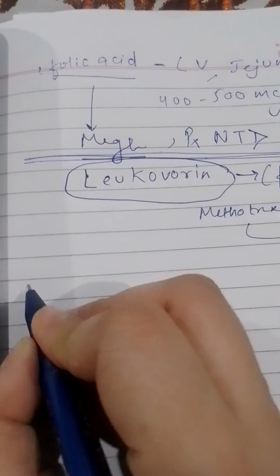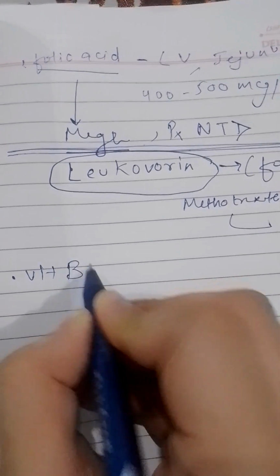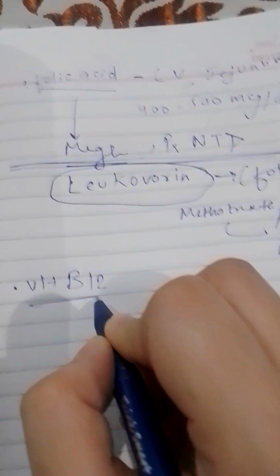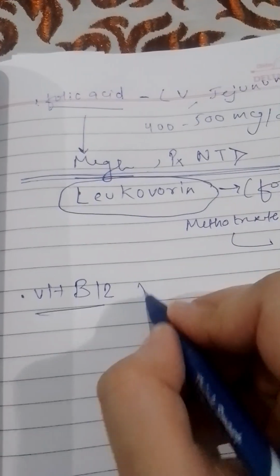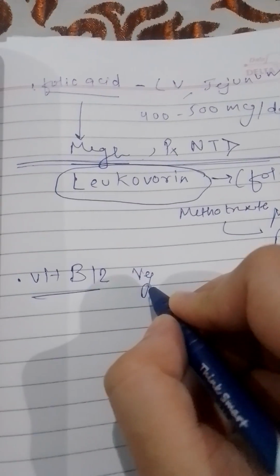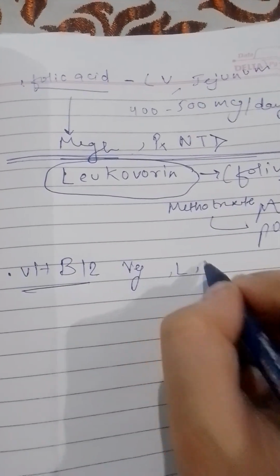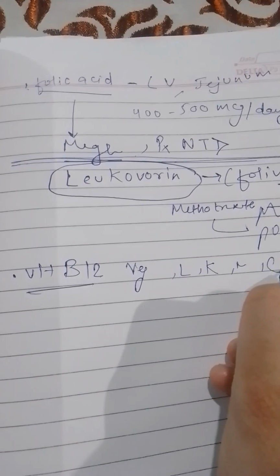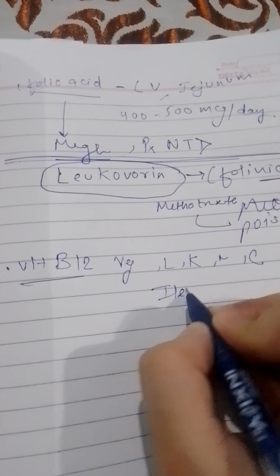Another is vitamin B12. See, vitamin B12, we also say it's cyanocobalamin, right? It is also found in veg sources, for example legumes, or animal sources, for example liver, kidney, meat and cheese. Okay, the site of absorption here is the ileum.